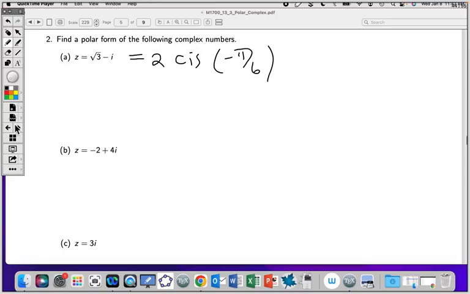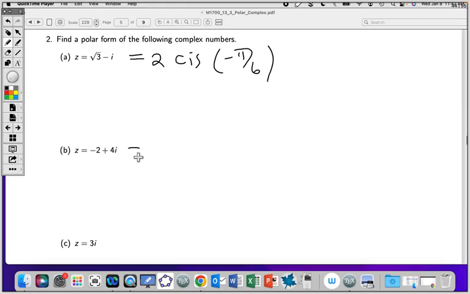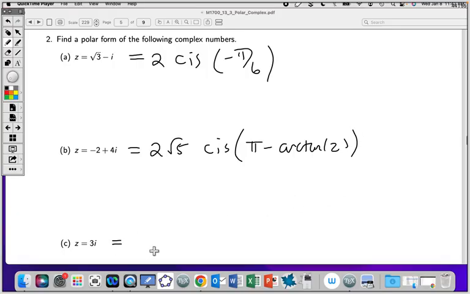All right. Likewise, I can go back to this one. We found the modulus was 2 root 5, and the argument was pi minus arctangent 2. So this would be 2 root 5 cis pi minus arctangent 2. z equals 3i. Well, this is a quadrantal angle again. I could look at my work I did before. I know how far above the axis it is, 3, and I know I'm rotating pi over 2. So this would be 3 cis pi over 2.